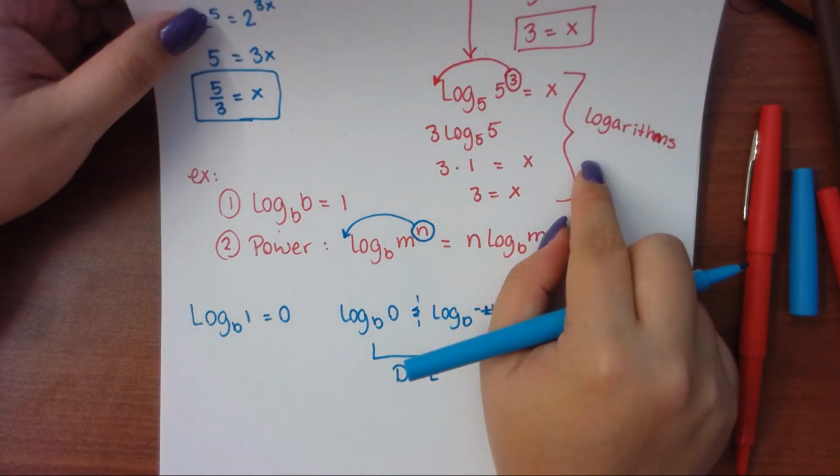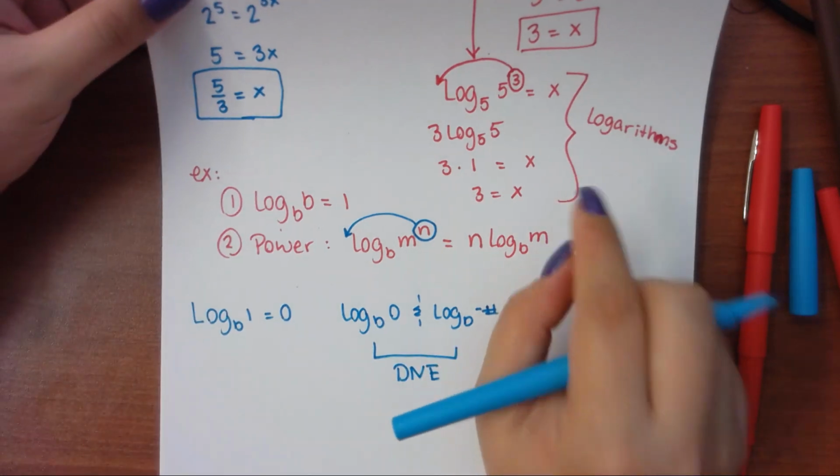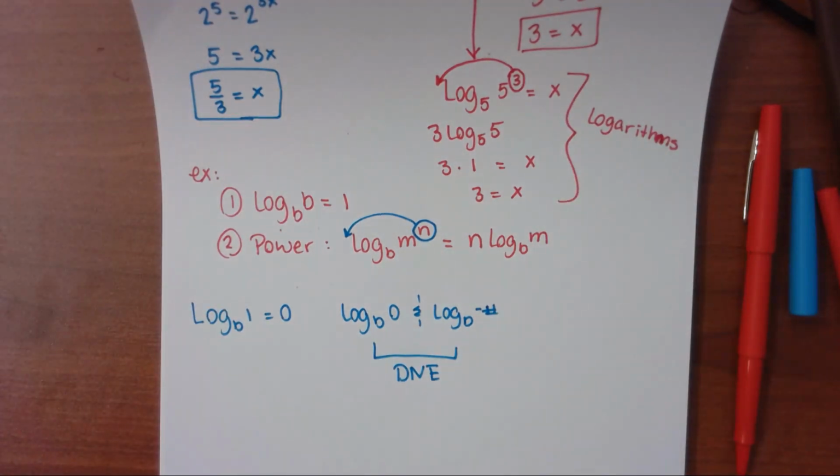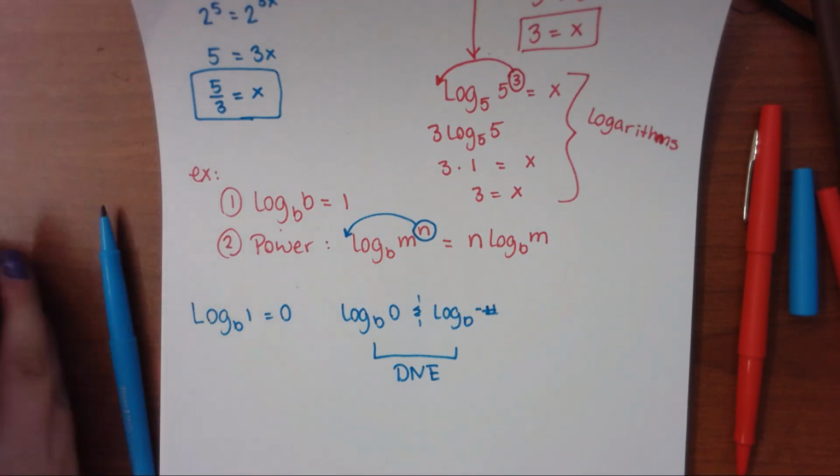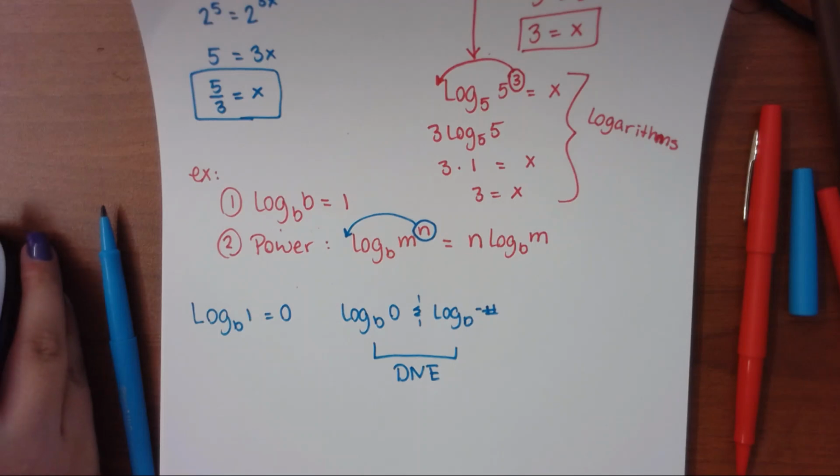So make sure that with the exponential you're getting the same bases, so you can drop the base and simplify and solve the problem. That is it for this video. We will pick up with properties of logarithms. Our properties of logarithms are day 2.